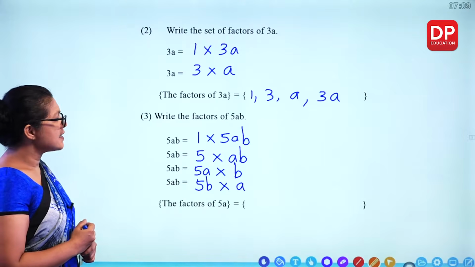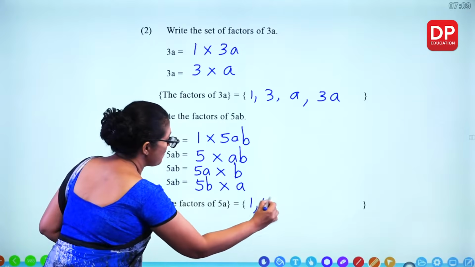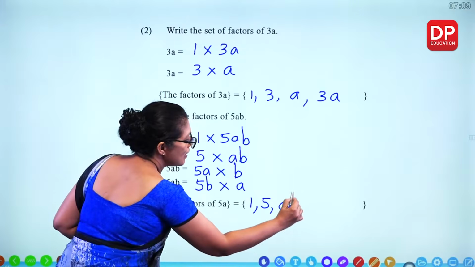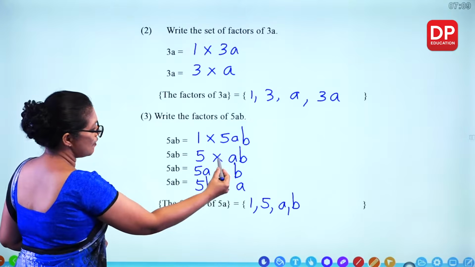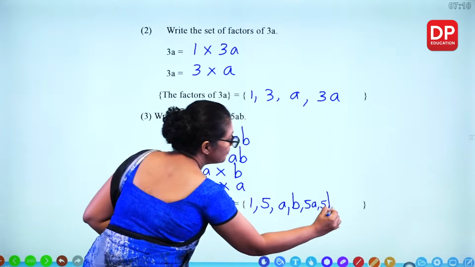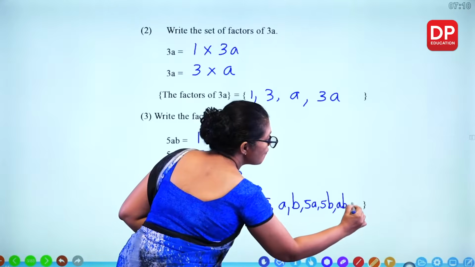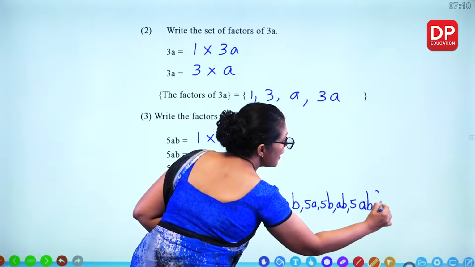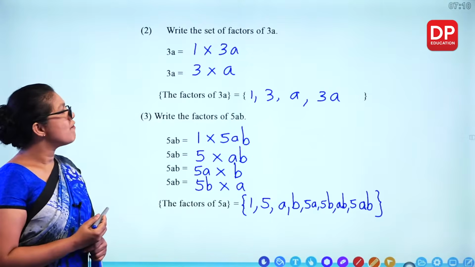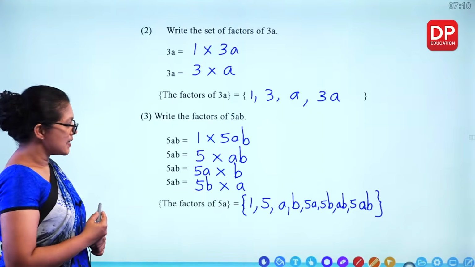Then what are the factors in 5ab? 1, 5, then I can write a, b. What else? 5a, 5b, ab and 5ab. So I can write the factors of 5ab, all these numbers and expressions.